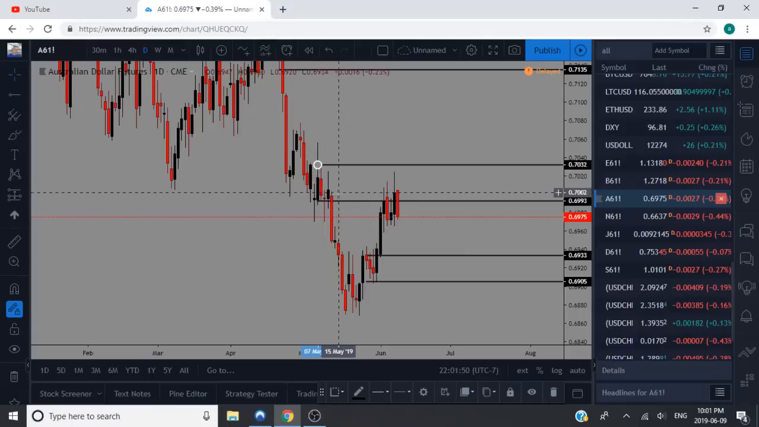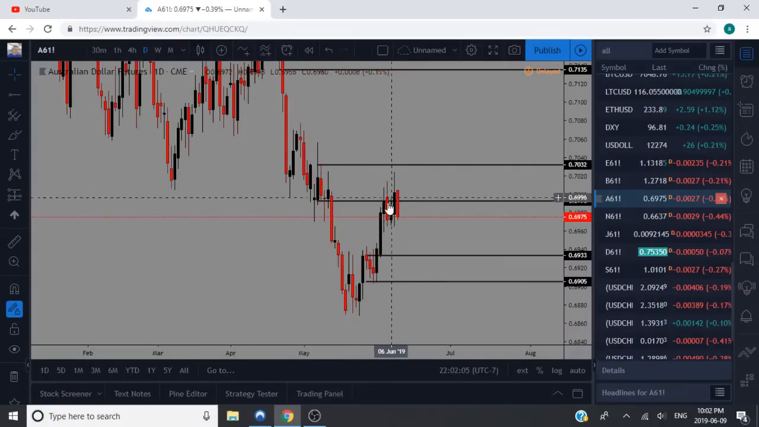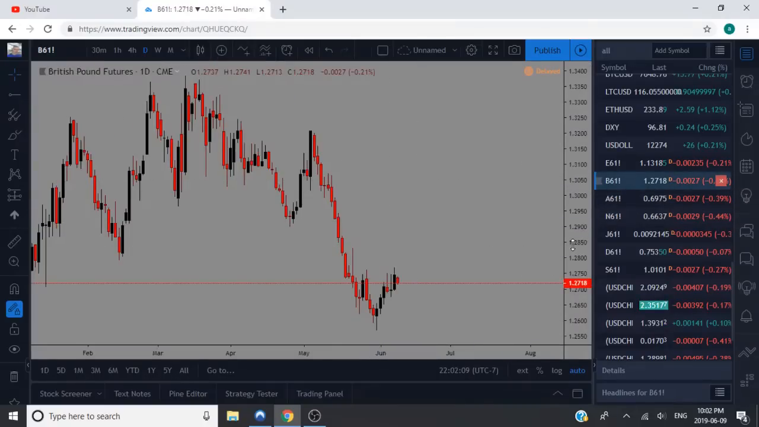Yeah. So if we know there's a lot of institutions selling right here, price has been dropping a lot. We know if price comes back into this area, sellers have a higher probability chance of taking control again. If they saw value here before, why wouldn't they see value here again? Let's go to the pound.